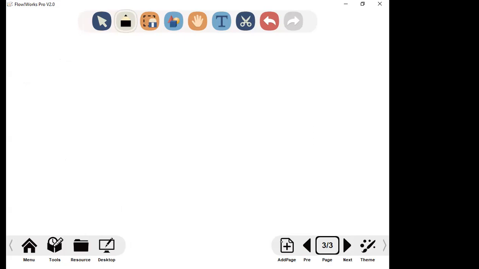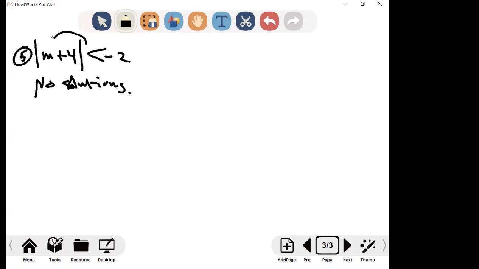Question 5. Absolute value of m plus 4 less than negative 2. So what will I write here? m plus 4 more than negative 2 and less than positive 2, right? No, no solution here. This is an absolute value, always positive.